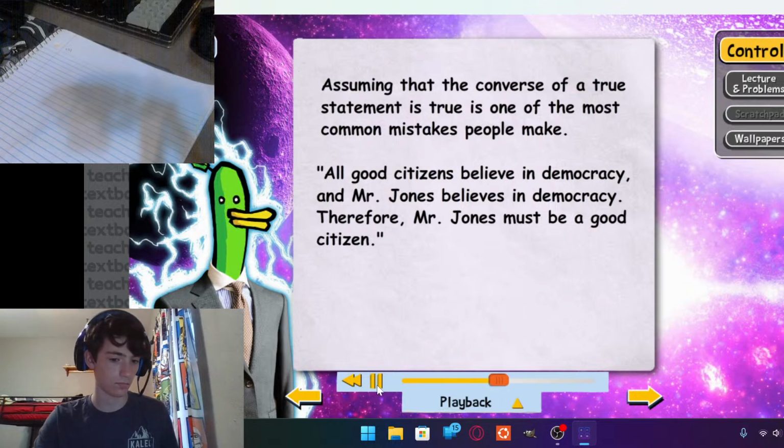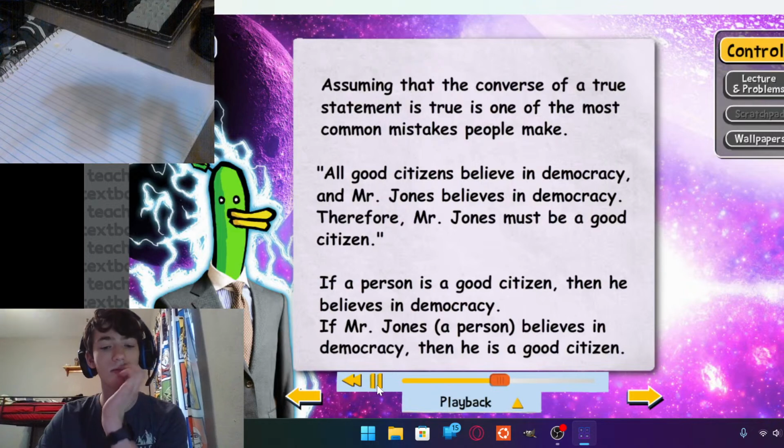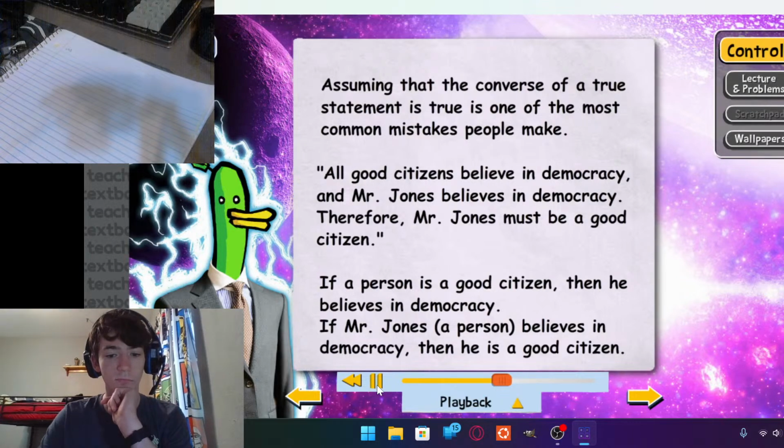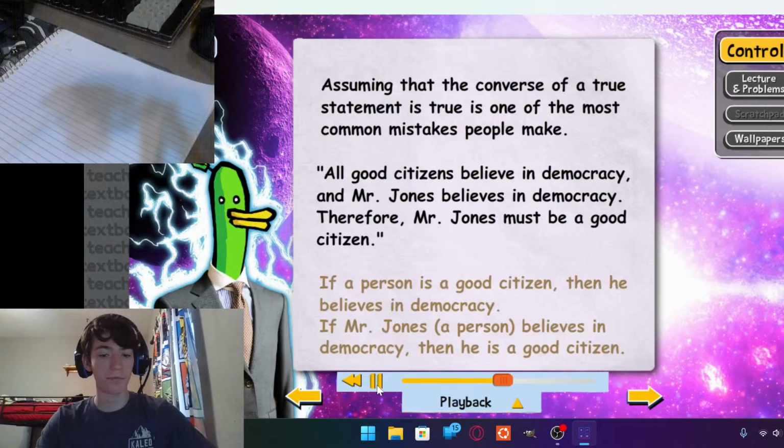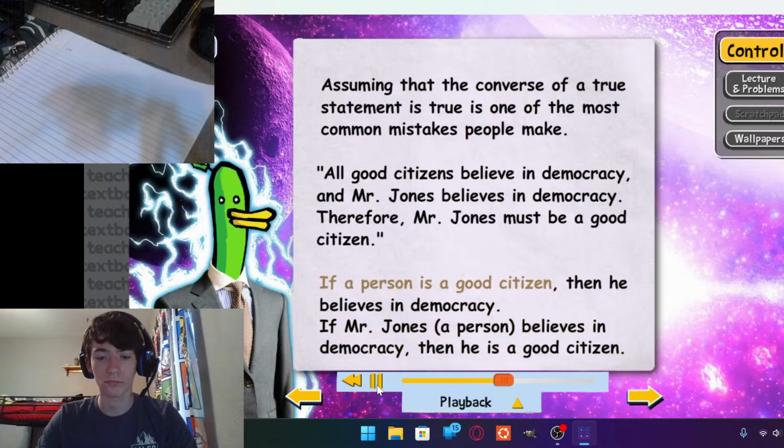But then if we write these in if-then form, look at what we've got. If a person is a good citizen, then he believes in democracy. And then the conclusion was, if Mr. Jones, a person, believes in democracy, then he's a good citizen. See, this statement and this statement are the same, except the second one is just flipped around. See, the if statement here became the then statement. So wait, are these both valid?